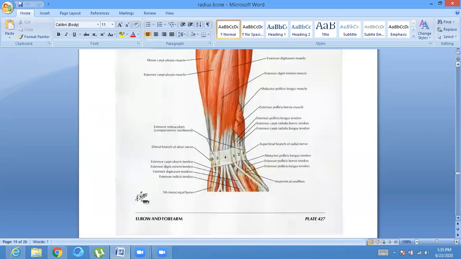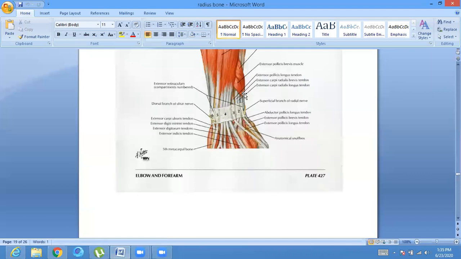Okay जी, have a look. ये 2 टेंडन्स जो जा रहे हैं ये फर्स्ट ग्रूव में पास कर रहे हैं, और ये 2 टेंडन्स हैं जी, तो एक्सटेंसर कार्पी रेडियलिस लॉन्गस लेटरली प्लेस्ड है, उसके मिडली जो पड़ा हुआ है दैट इज द एक्सटेंसर कार्पी रेडियलिस ब्रेविस जी. क्लियर? कोई प्रॉब्लम तो नहीं है बच्चे? एक्सटेंसर कार्पी रेडियलिस लॉन्गस एंड द एक्सटेंसर कार्पी रेडियलिस ब्रेविस, 2 टेंडन्स दे आर पासिंग फ्रॉम देयर.